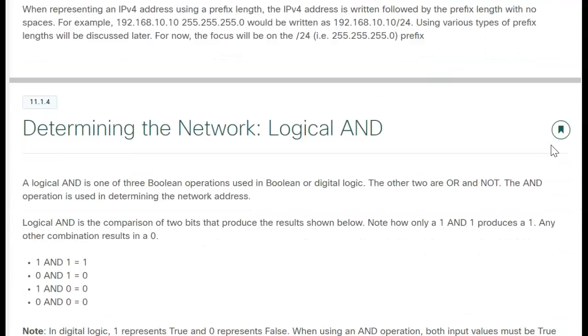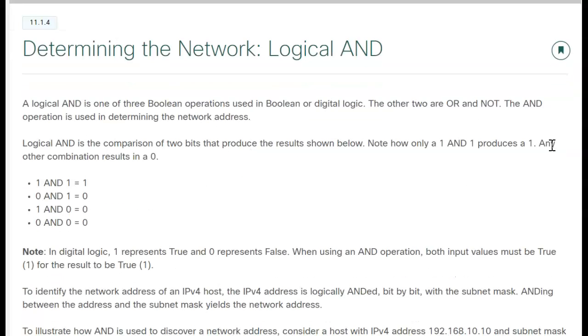Now, determining the network, this is where you talk about this logical AND: if both the subnet mask and the IP address have a 1 in that bit location, it's a 1. Any other combination, it's a 0. So you'll be able to figure that out.